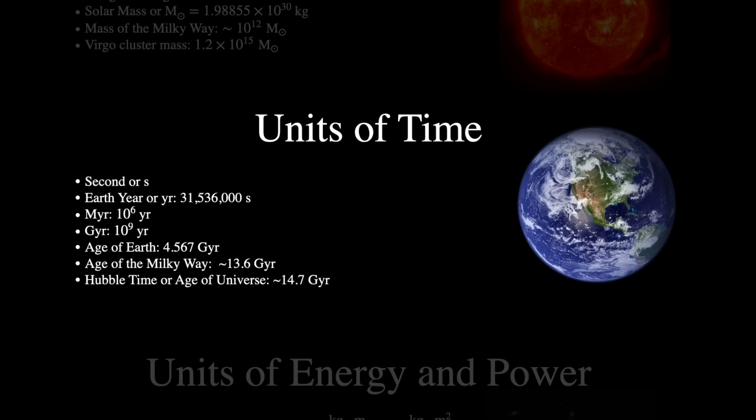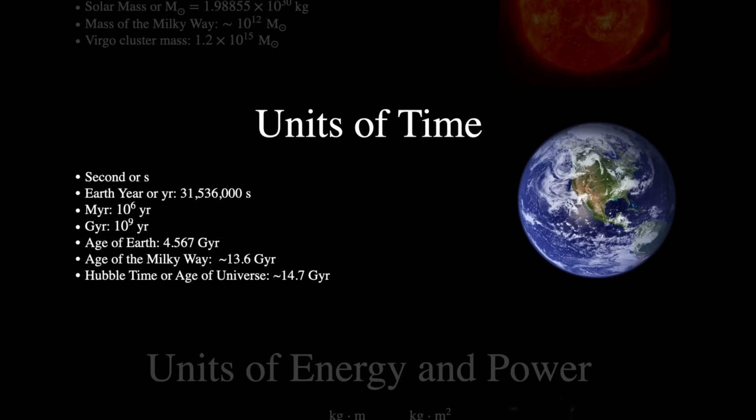Cosmologically, we more think of things in millions of years, like mega years, 10 to the 6th years, or giga years, 10 to the 9th years. The age of the Earth is about 4.567 giga years. The age of the Milky Way is approximately 13.5 giga years. And a characteristic age for the universe, which we call the Hubble time, is about 14.7 gigayears. These are the types of time units that we care about cosmologically. We really do care about millions of years and billions of years in cosmology.